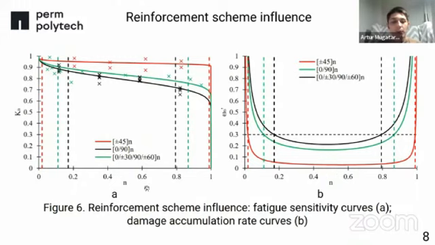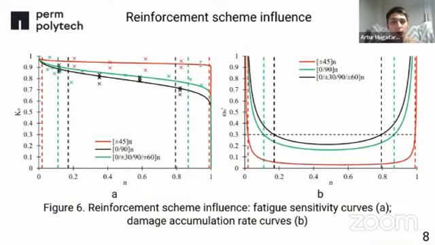It was discovered that the ±45 scheme, this one, the red line, has a long stabilization stage and low strength decrease. It means that the shear strength of cross-reinforced glass fiber reinforced plastic isn't sensitive to preliminary cyclic loading at all.